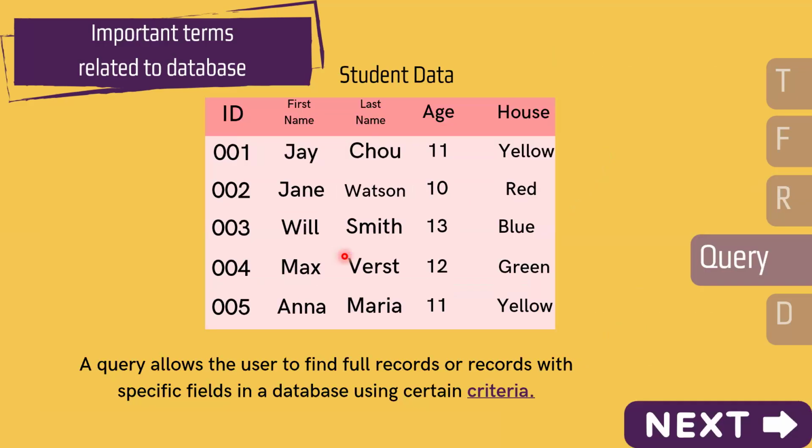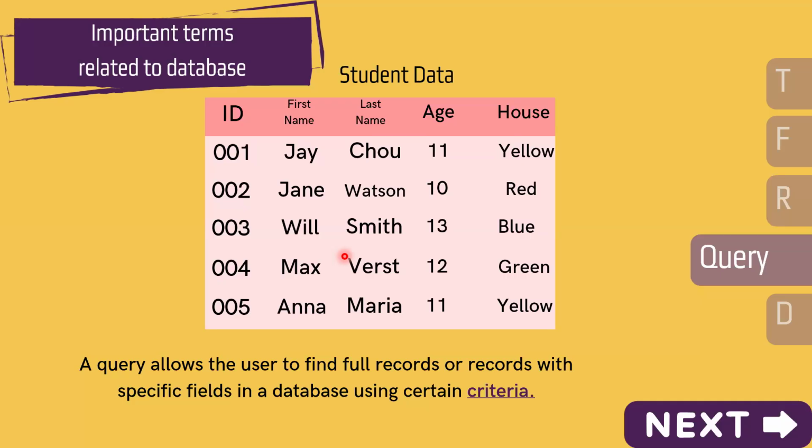Now, we were talking about this query somewhat blindly. What is a query? A query is used to fetch data from the table or tables. What does it mean? A query allows the user to find a full record or a record with a specific field in the database using certain criteria. What the certain criteria are, we have already talked about.